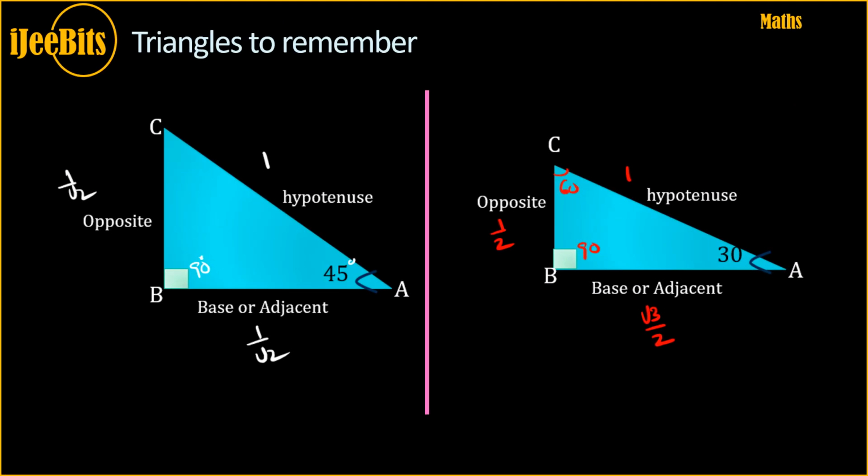These are the two triangles we talk about, right? 45, 45, 90 is one triangle, and the second one is 30, 60, 90. These two triangles and these are the values, so make use of these. You can find the trigonometric ratios, the values of all the trigonometric ratios at given angles.